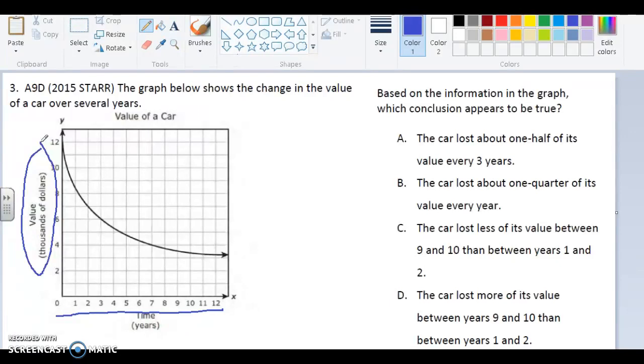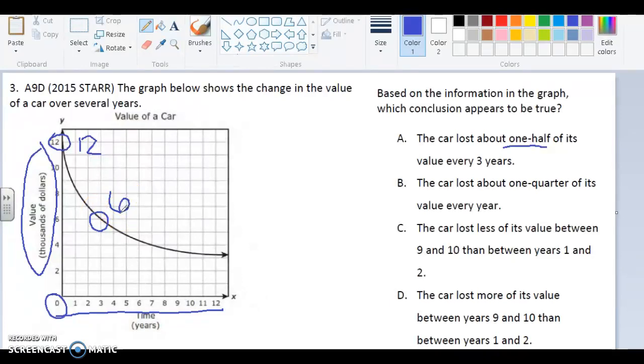So like if we look at letter A, it says the car lost about 1/2 of its value. That means the y values got cut in half every 3 years. Okay, so let's take a look. Here's 0 years, and the value at that point in time is around 12. So we went for really about $12,000, right? So now we go to 3 years later, and the value of the car is at about $6,000.